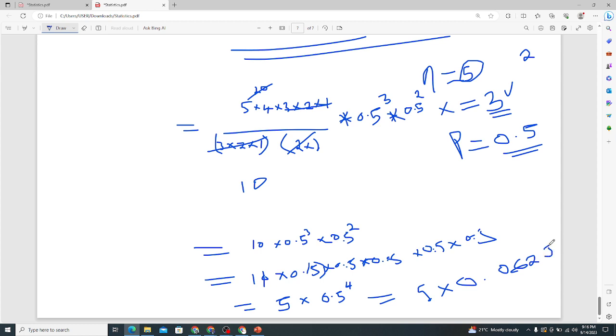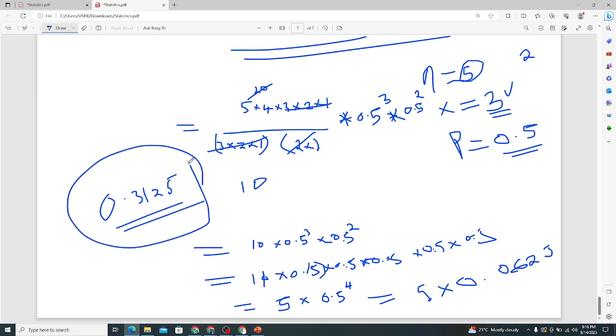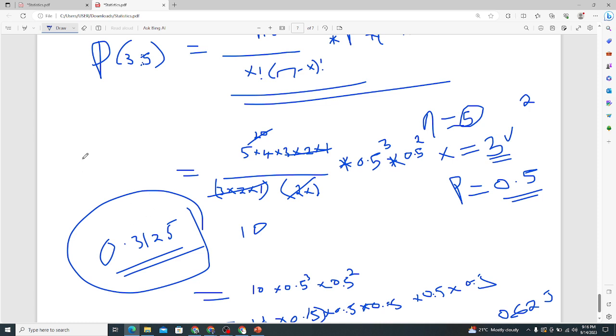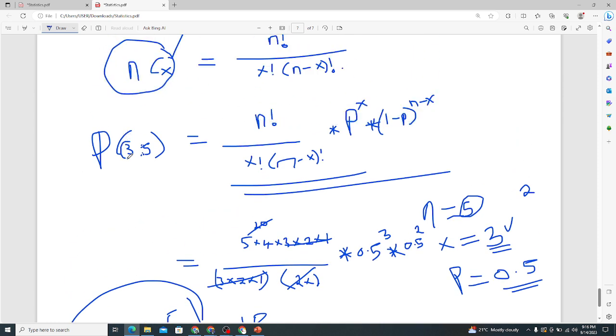0.0625. So it will now be multiplied by 5, which will be 0.3125. So this will be the probability of having 3 successful outcomes, given 3 successful trials, given n number, that is 5 trials.